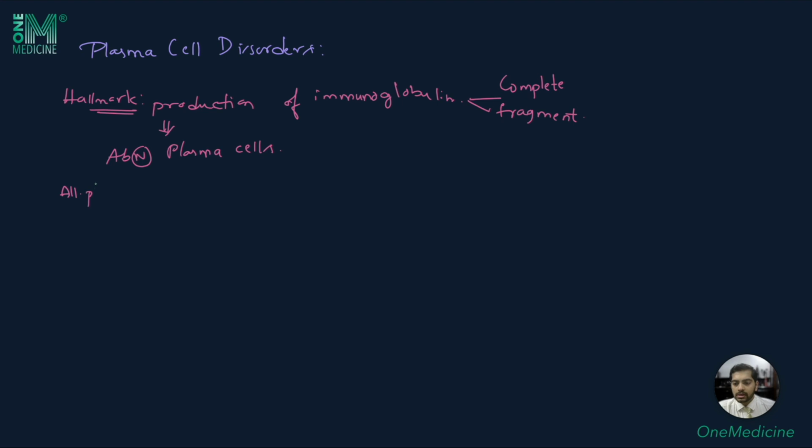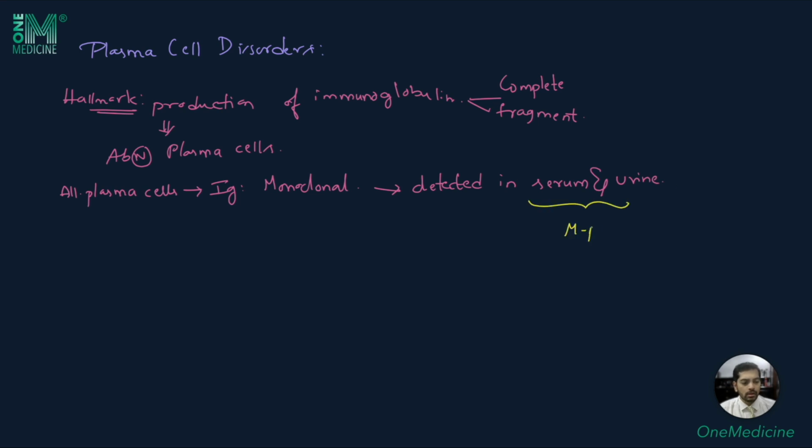All these plasma cells that are forming the immunoglobulin are monoclonal, and all the immunoglobulin can be detected in both serum and urine. This protein is called M protein, and M stands for monoclonal. It is not to be confused as IgM. It is not IgM, it is M for monoclonal.